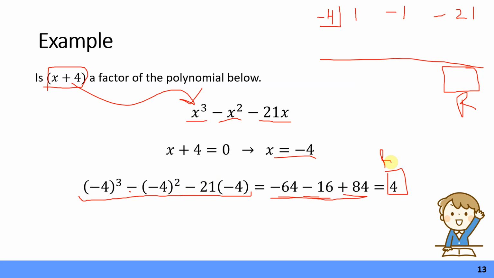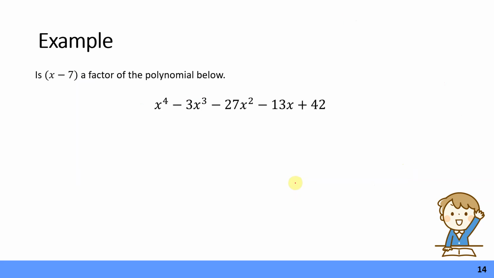So we just go back to the previous slide. The previous slide says if you have 0 as a remainder, yes, it's a factor. If you get anything else besides 0, then no, it's not a factor. So since my remainder is 4, that means that x plus 4 is not a factor. Easy as that. Of course, you do have to show and compute all of this.